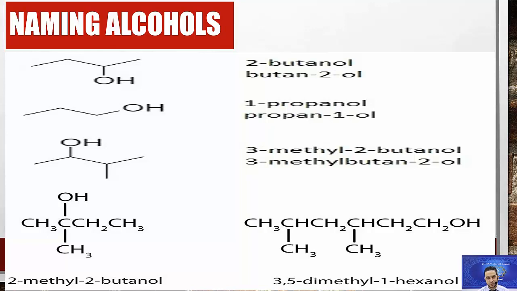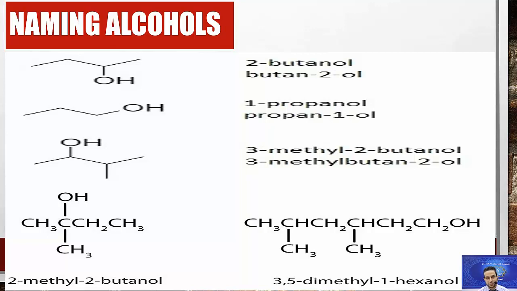Number 2. Count the number of carbon atoms. Don't start from OH. Start from this carbon. So how many carbon atoms? 1, 2, 3. So now I have 3 carbon atoms. So the name will be what? Propane. And you have to mention the position of OH at carbon atom number 1. So propane-1-ol or 1-propanol.